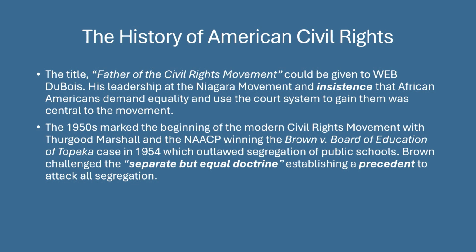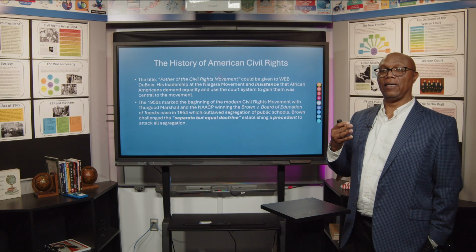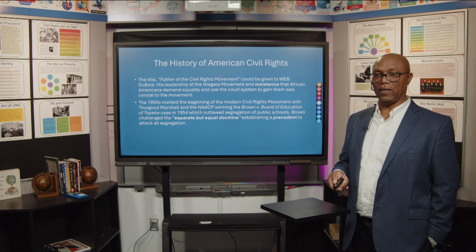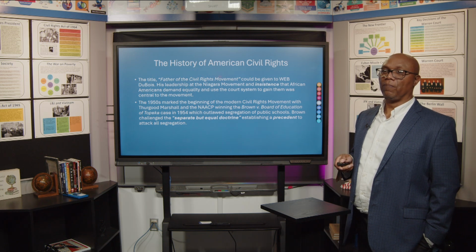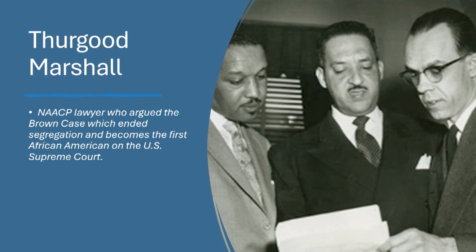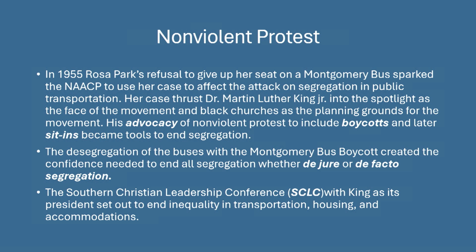So now that we know that segregation in America is separate but not equal, this establishes a precedent to attack segregation legally, with the court system, in American cities and throughout American society. Here you have a picture in the middle of Thurgood Marshall, an NAACP lawyer who argued the case. One of the first incidents in the modern civil rights movement starts in 1955 with Rosa Parks' refusal to give up her seat on the Montgomery bus, which sparked the NAACP to use her case to attack segregation in public transportation.